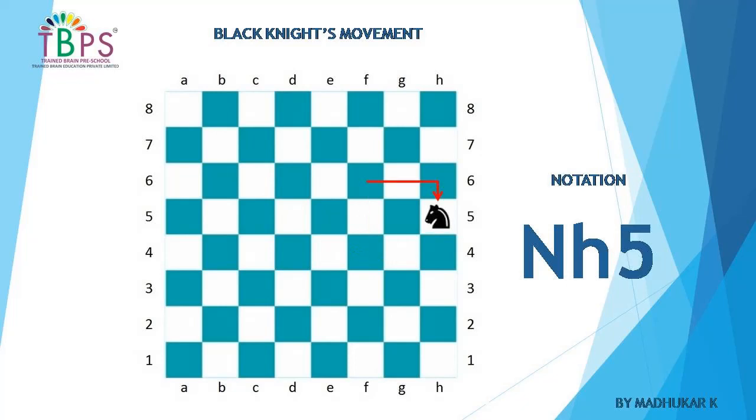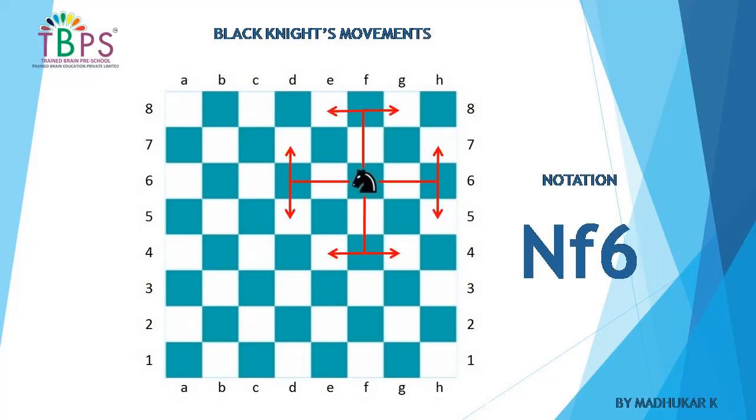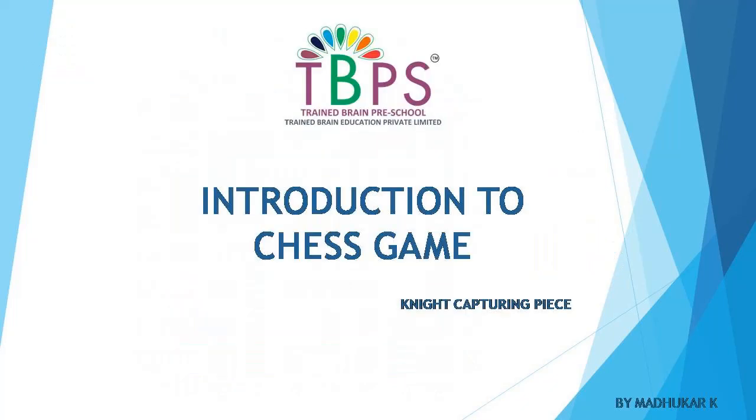This knight can also control or move to h5, that is Nh5. Lastly, it can control or move to h7, that is Nh7. So, this knight which is placed in f6 can move to or control g8, e8, d7, d5, e4, g4, h5 and h7. Now we'll see how the knight captures the opponent piece.